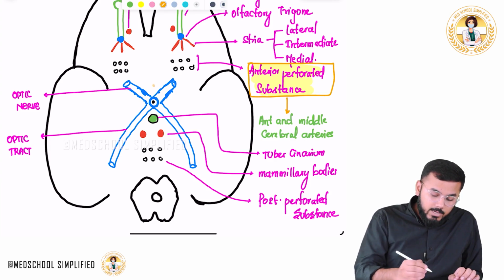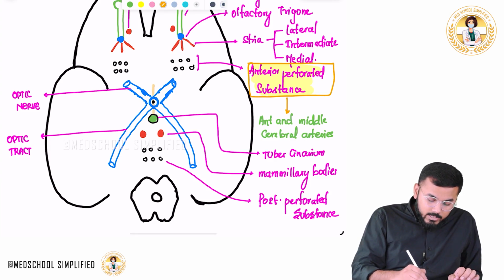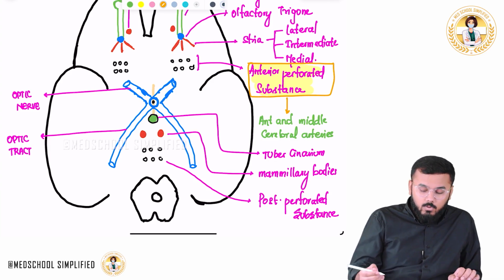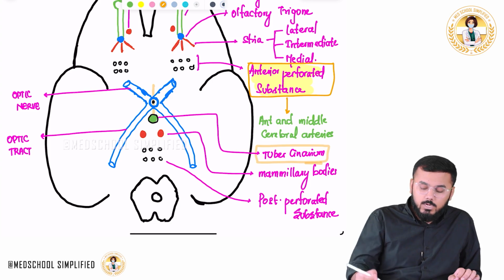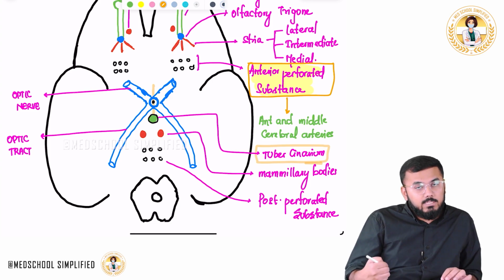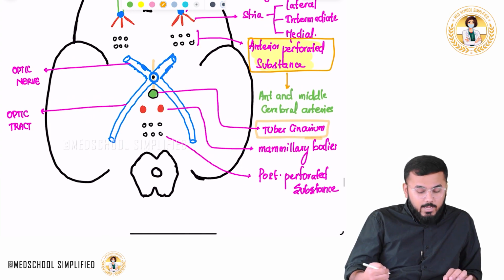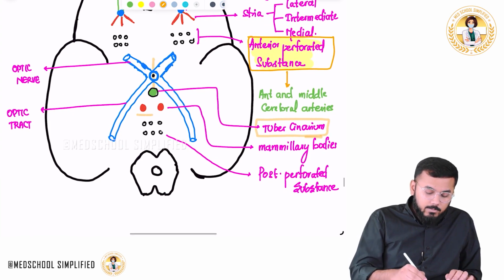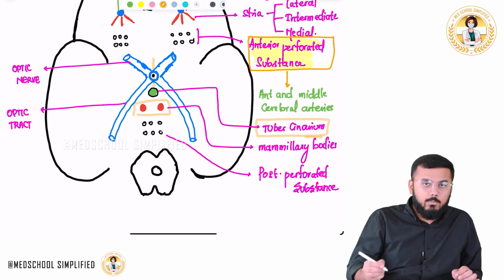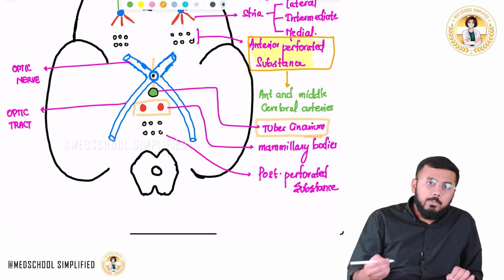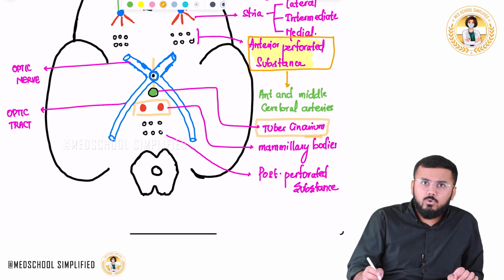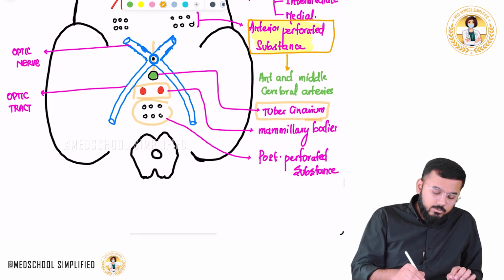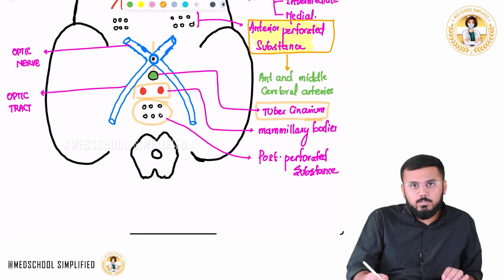Now after this optic chiasma, the next important thing in the row is this one. What is this called? This is called your tuber cinereum. So what did we discuss there? Behind the tuber cinereum, what do we have? We have two mammillary bodies. Behind the two mammillary bodies, what do we have? We have a perforated substance, called the posterior perforated substance. You see, this is the posterior perforated substance.